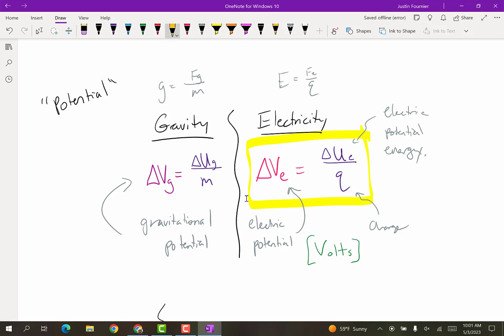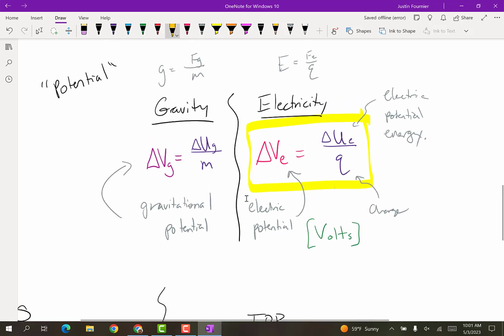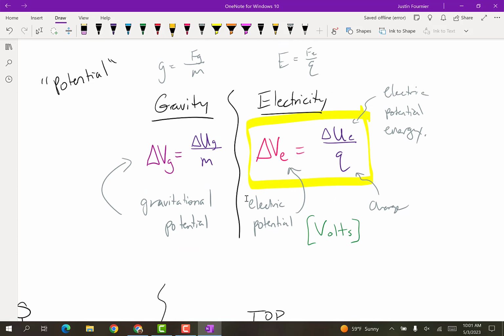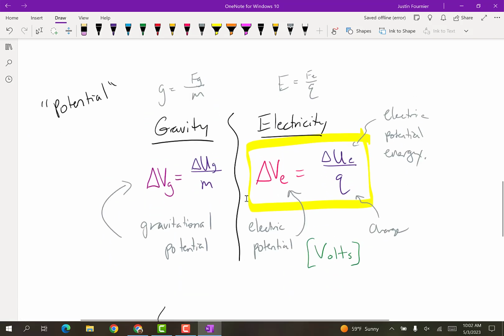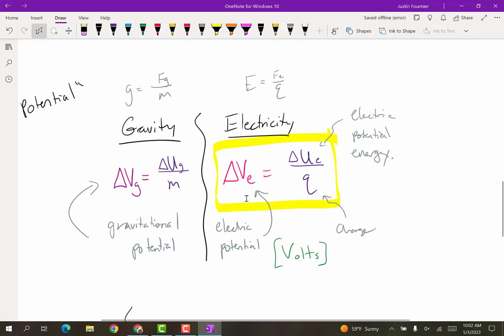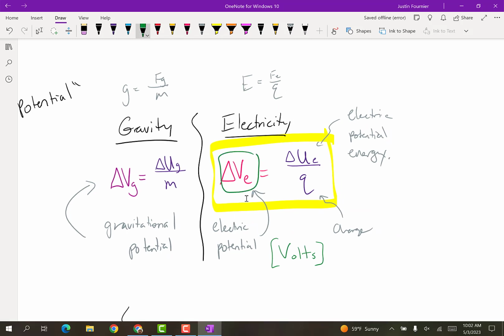So the idea of gravitational potential is similar to the idea of a field, right? A gravitational field, we said, is the amount of gravitational force per mass. Well, similarly, gravitational potential, we use the symbol V for potential, is the amount of gravitational potential energy per mass. So you can see it's the same kind of idea. And so that same idea here is that you've got electric potential, and that's the amount of electric potential energy per charge.